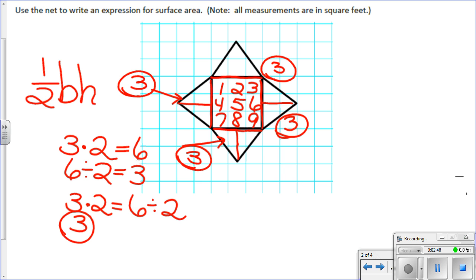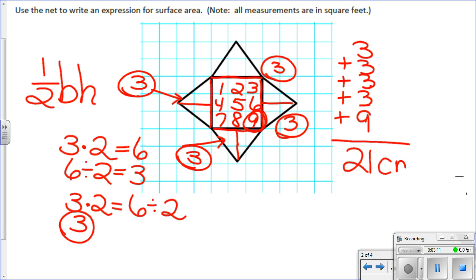What do you think I do with all those areas? Add them. So 3 plus 3 plus 3 plus 3 plus 9. Don't forget that middle 9 here with your rectangle. So 3 plus 3 is 6, plus 3, plus 3, plus 9 is 21, and this is centimeters squared. Oh, it's feet. Oh, thank you. Feet. 21 feet squared. Area is always labeled with a square, this little 2.